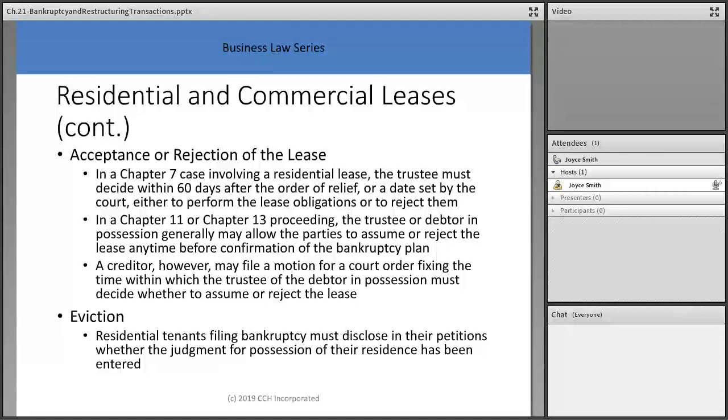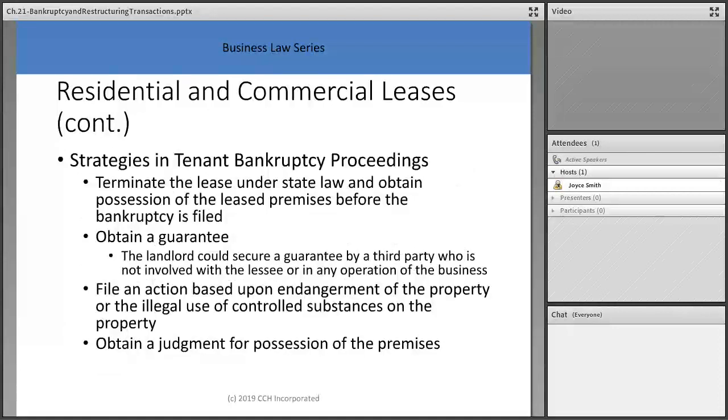Eviction. Residential tenants filing bankruptcy must disclose in their petitions whether a judgment for possession of their residence has been entered. Okay, so you can evict, but you're going to stop. The eviction is not going to work. Tenants are protected from evictions through this whole process. Eventually, you'll be able to get rid of them, but you might not collect rent for a couple months.